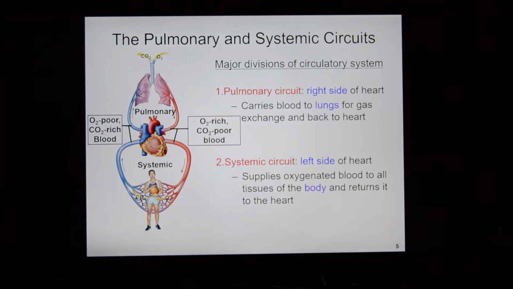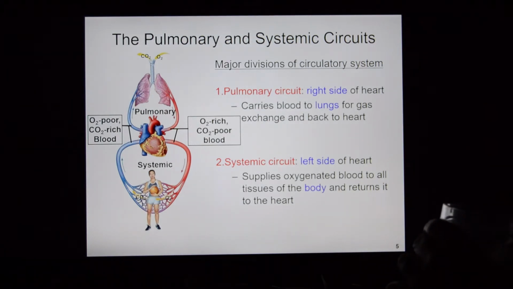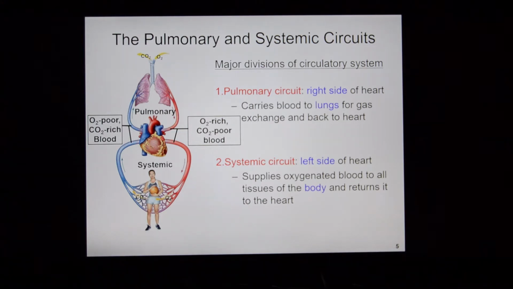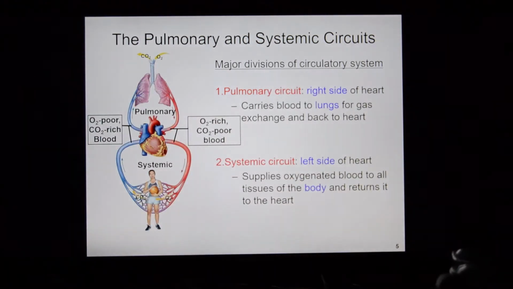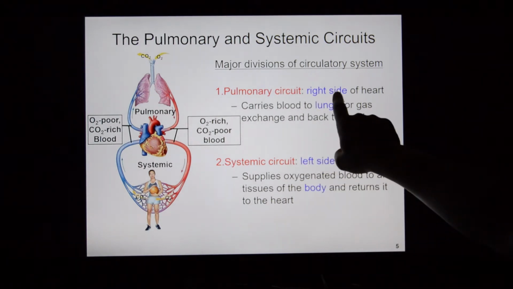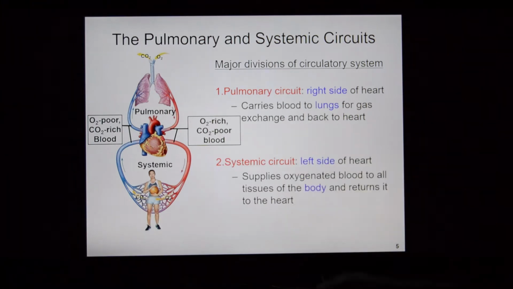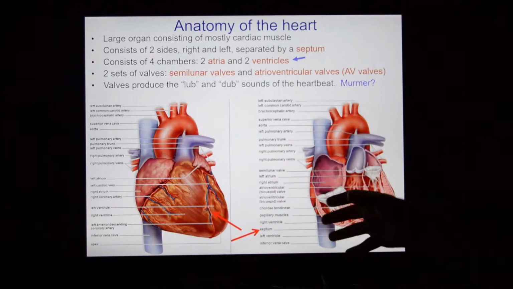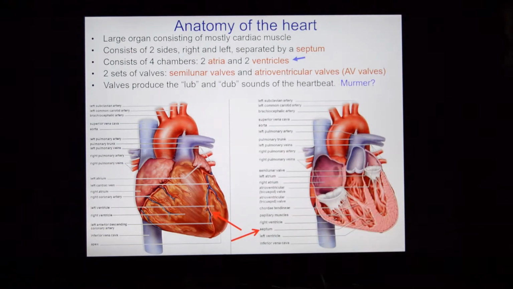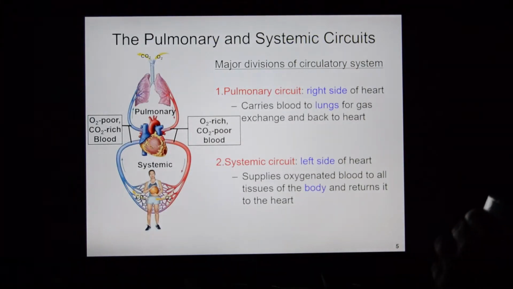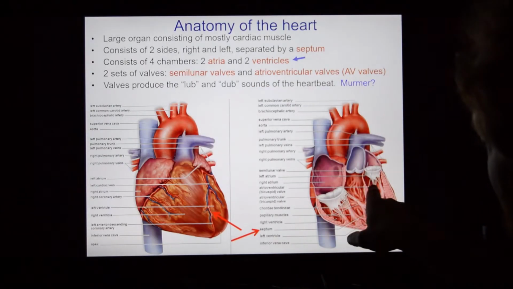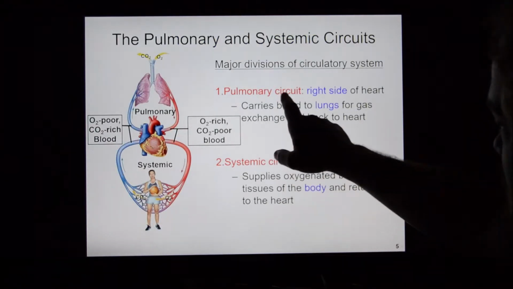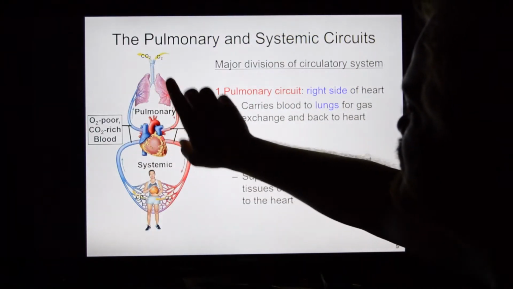Okay. Let's see, the pulmonary circuit and the systemic circuit. So the way that blood flows through your heart is divided into two parts, the pulmonary circuit and the systemic circuit. Anything that says pulmonary deals with the lungs, and systemic deals with the rest of the body. So basically, half your heart, the right side, is going to be responsible for the pulmonary circuit, which we already described. We said that the right ventricle contracts and sends blood out to the lungs, right? Well, that's the pulmonary circuit, carrying blood to the lungs. And then the systemic circuit, the left side of the heart, seen here, pumps blood out to the rest of the body.